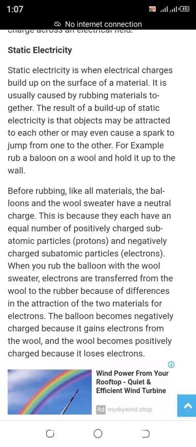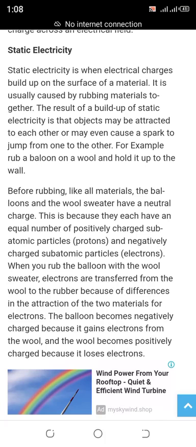Static electricity. Static electricity is when electrical charges build up on the surface of a material. It is usually caused by rubbing materials together. The result of the build-up of static electricity is that objects may be attracted to each other or may even cause a spark to jump from one to the other.